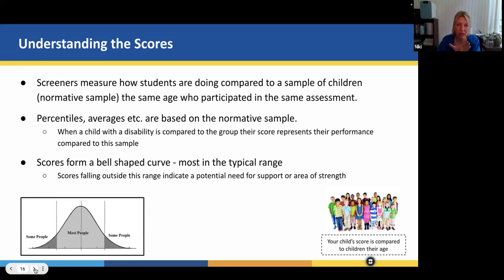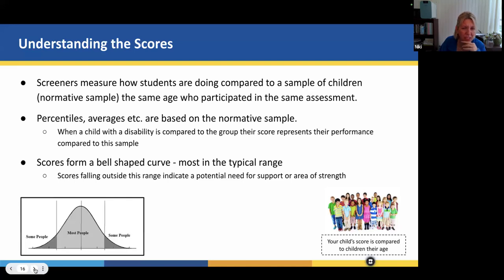I bring this up because for our children that have disabilities, I think it's important that parents understand that their performance is being compared to that normative sample. It's not necessarily being compared to other children that have the same disabilities. It's still important that our students with disabilities are included in our general screening, but I think it's important that we're cautious in how we interpret the results. It does give us an indicator about their performance and their progress and the supports that they might need.